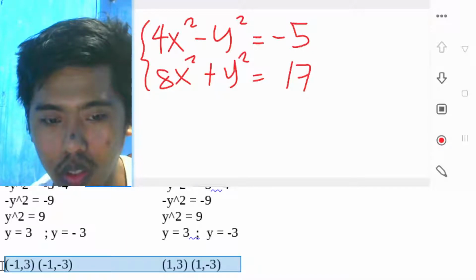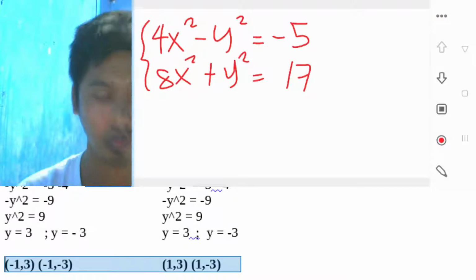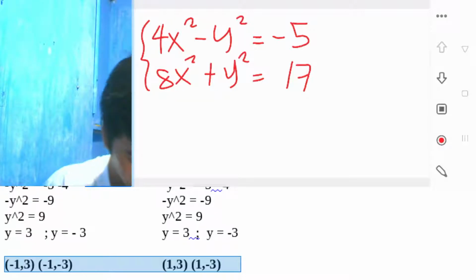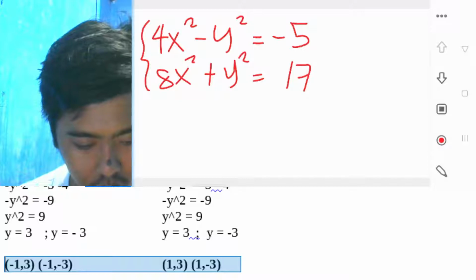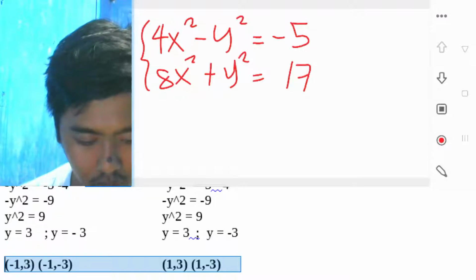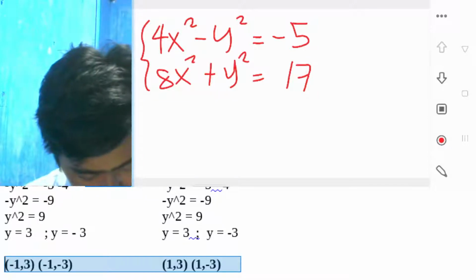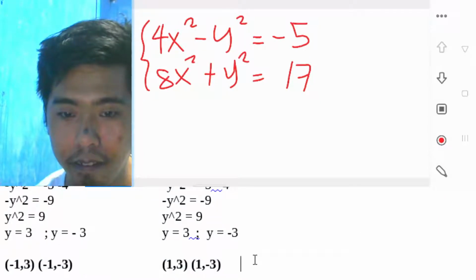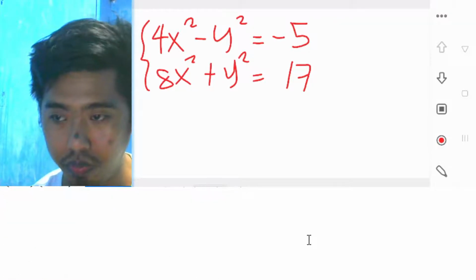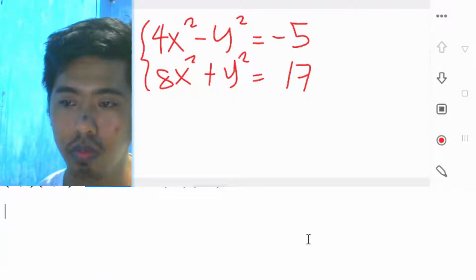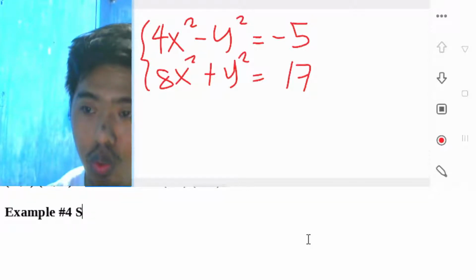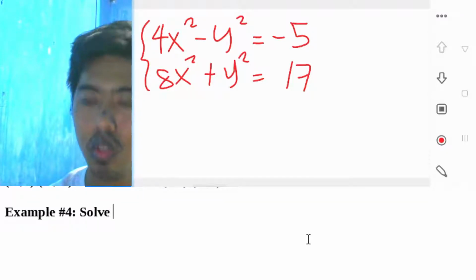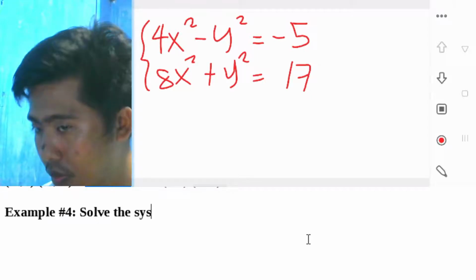So these are the answers below, as you can see. Now let's proceed to the next one, example number 4. Solve the system.